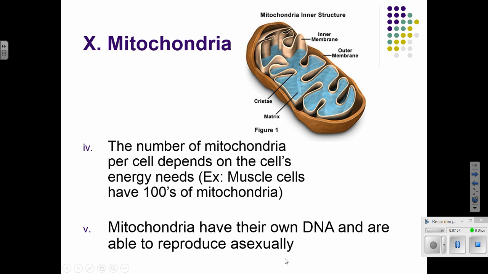So whenever we need more energy, we can make more mitochondria and increase the amount that our body is making. So the number of mitochondria per cell really depends on how much energy that cell needs. So muscle cells are going to have upwards of hundreds of mitochondria, whereas something like a skin cell, which doesn't have to use a lot of energy, is probably going to have significantly less than that.